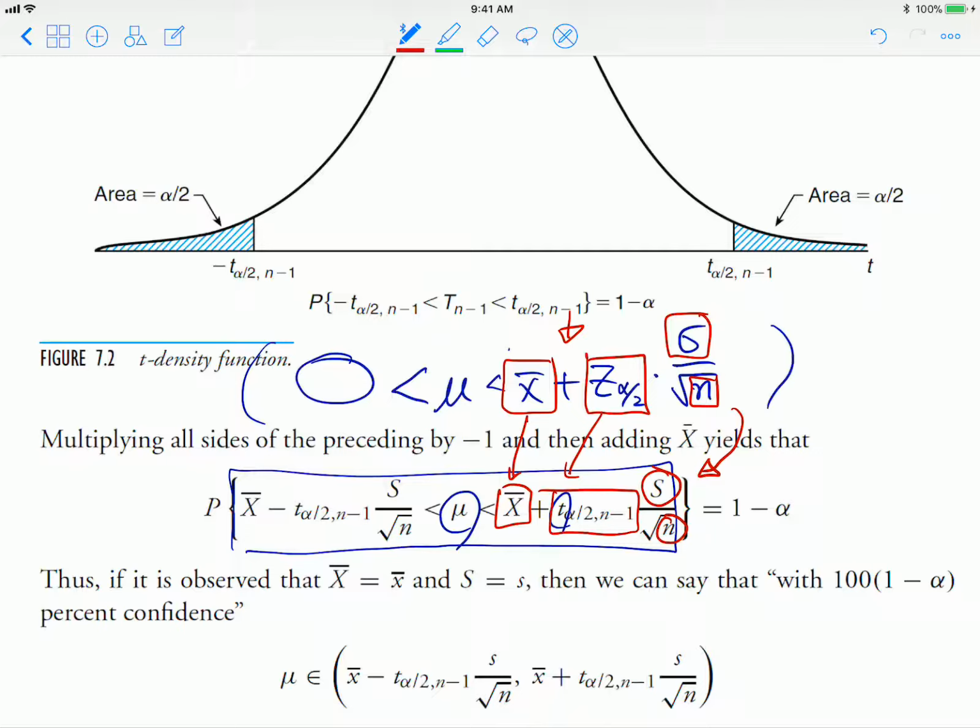So in general, let me ask this question. Given the same alpha value, which one will be a larger value? Suppose alpha was 5%, and then this part will be 2.5%, and in the case of z, or standard normal distribution, this value was 1.96, right? But what about the t distribution?